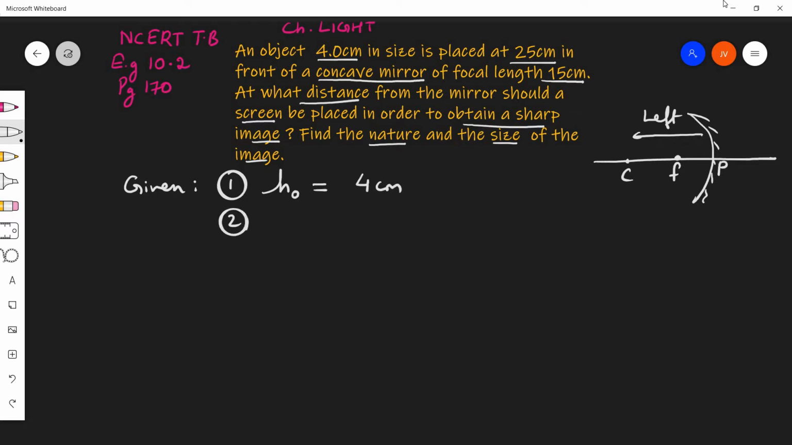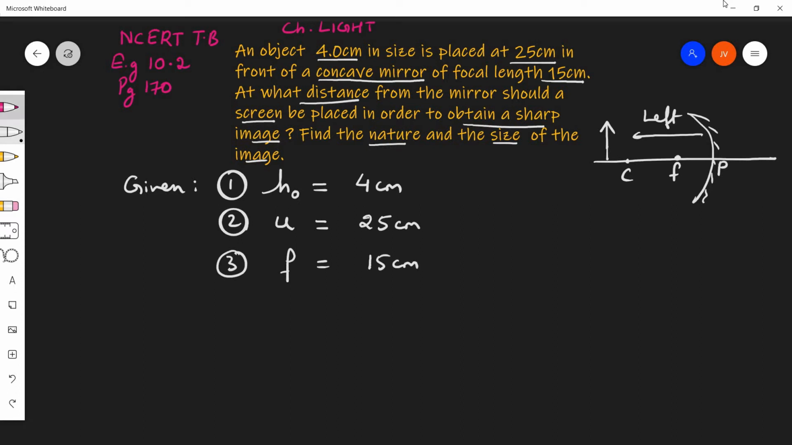Then the object is placed at a distance of 25 centimeter in front of the mirror. Object distance is always negative. Why? Because all objects are placed to the left of a mirror or lens. So object is placed, U is object distance. So object is placed at a distance of 25 centimeter in front of mirror, obviously. And this mirror has a focal length of 15 centimeter.